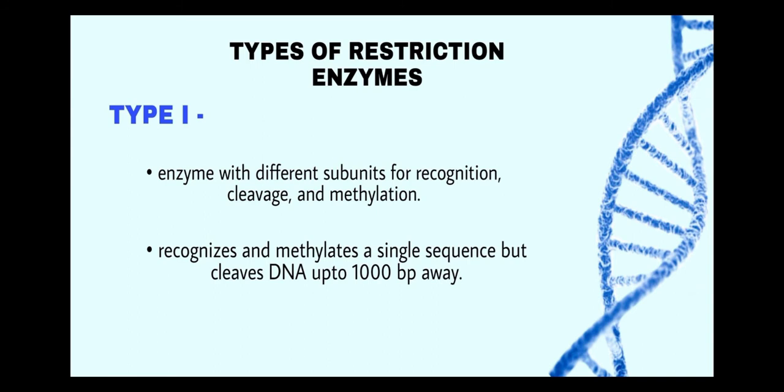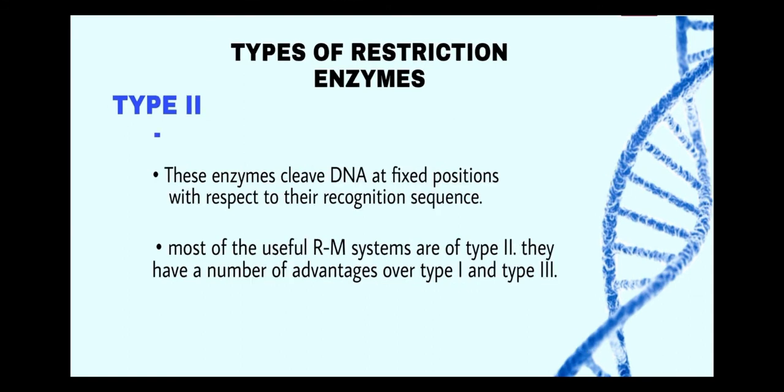There are four types of restriction enzymes. Type 1. The enzymes in type 1 cleave or cut the DNA about 1000 base pairs away from the recognition sites. That is why they have different subunits for recognition, cleavage, and methylation. Now, type 2. These enzymes cut the DNA at the exact position, meaning at the recognition sequence, not away from it. Most of the useful restriction enzymes are of this type.